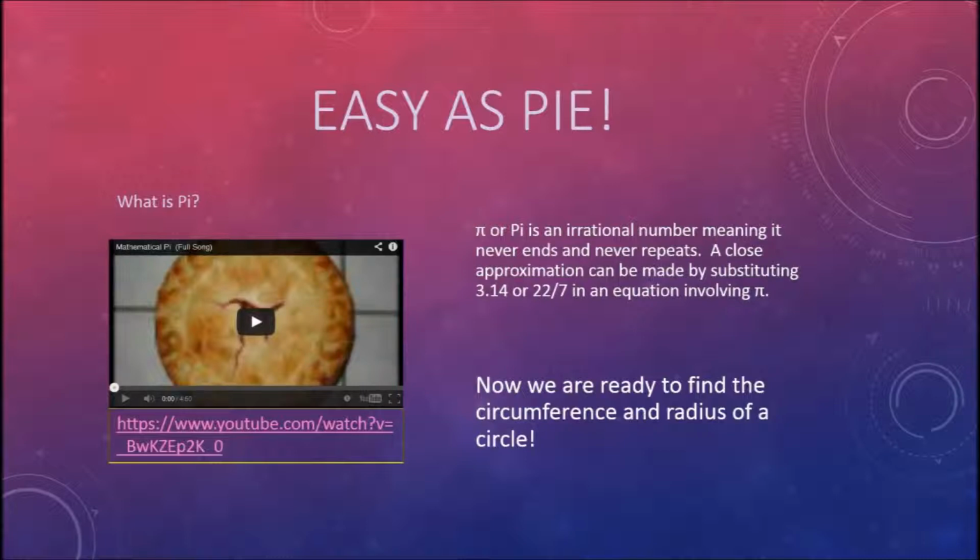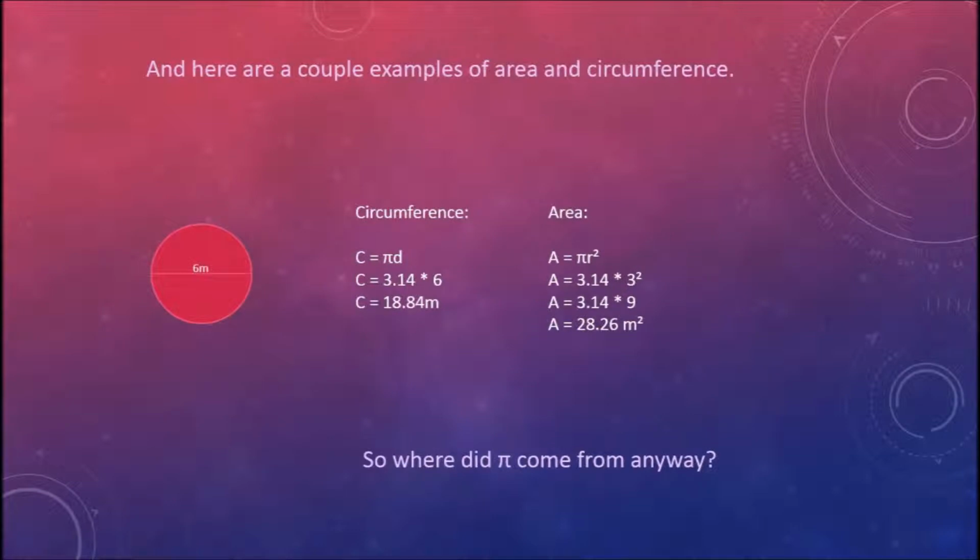Now we are ready to find the circumference and area of a circle. And here are a couple of examples of area and circumference problems using our previous example of a circle with a diameter of 6 meters. The circumference, C equals pi d, means the circumference equals pi times the diameter. So substituting 3.14 for pi and 6 as our diameter, the two of them multiplied together equals 18.84 meters.